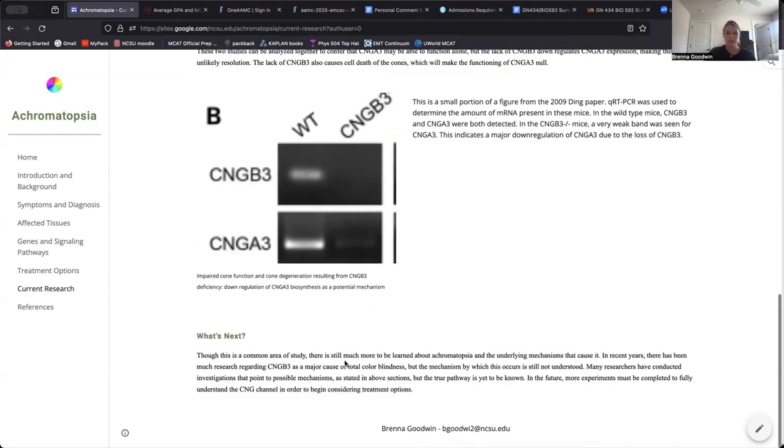And then I included what's next here because there is a lot known about CNG channels, but the underlying mechanism is still a mystery. We know bits and pieces, but not a whole lot. So there needs to be more research surrounding this channel, as it's not just important for retinal function, it's important for development all over.